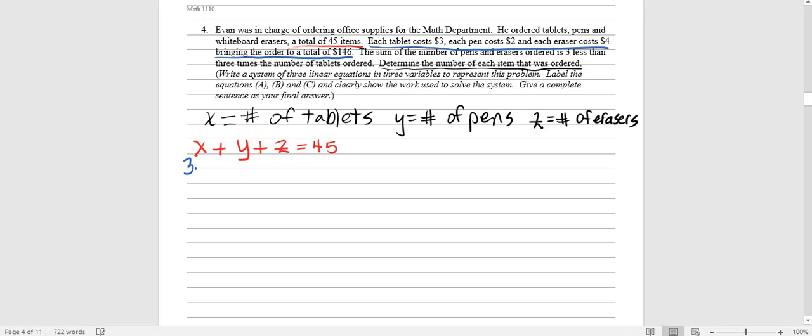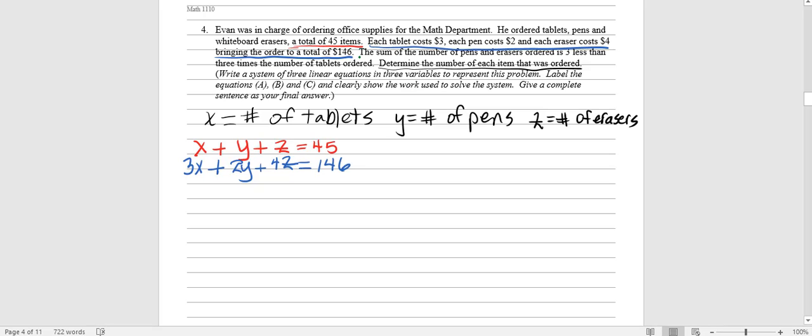So part of that $146 money came from pens. 3x of those dollars came from ordering tablets. X represents the number of tablets. So 3x of the $146 is from tablets. 2y of the $146 is from pens. And then 4z of the $146 comes from the cost of the erasers.